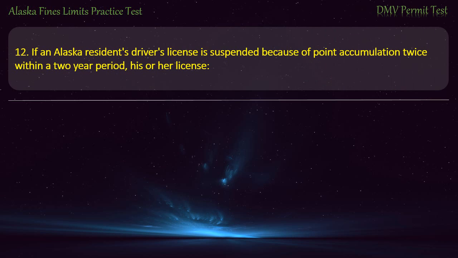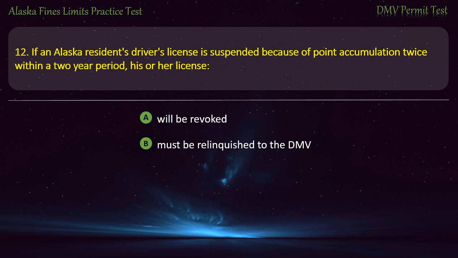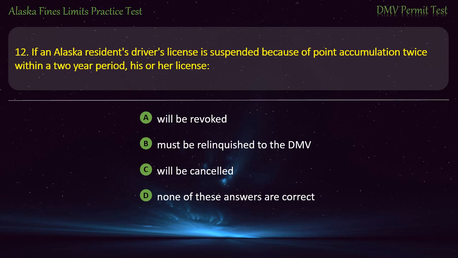Question 12. If an Alaska resident's driver's license is suspended because of point accumulation twice within a 2-year period, his or her license will be revoked. Must be relinquished to the DMV. Will be cancelled. None of these answers are correct. Answer. Will be revoked.